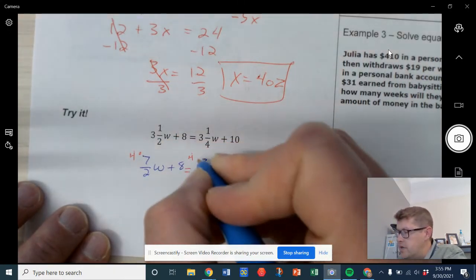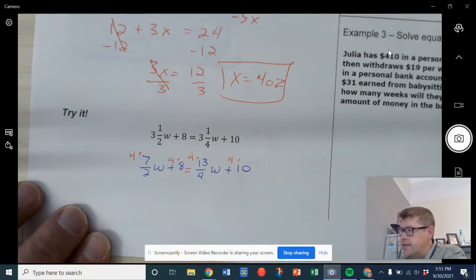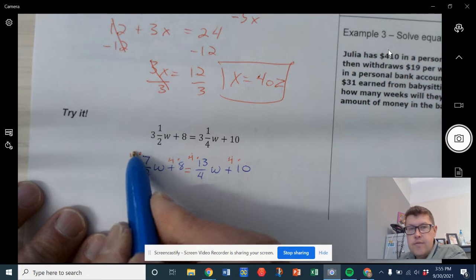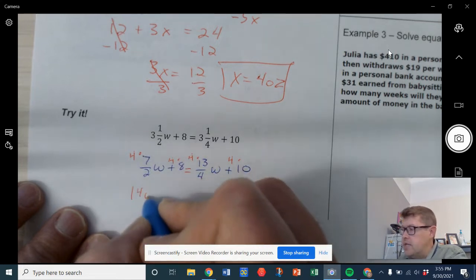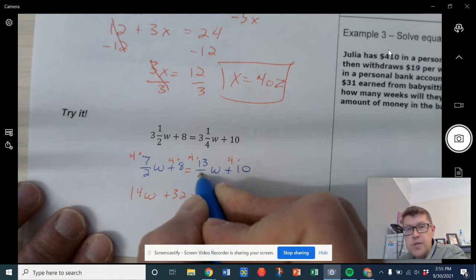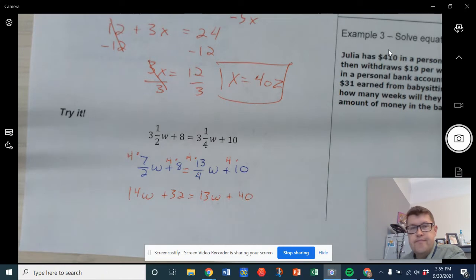Oh, and they're equal to each other, my bad. So we're multiplying 4 times everything to get rid of those fractions, right? You could think about it as either 4 times 7 is 28 divided by 2, or 4 divided by 2 is 2 times 7 is 14. So 14W plus 32 equals 4 divided by 4 is 1, 13W plus 40, like so.